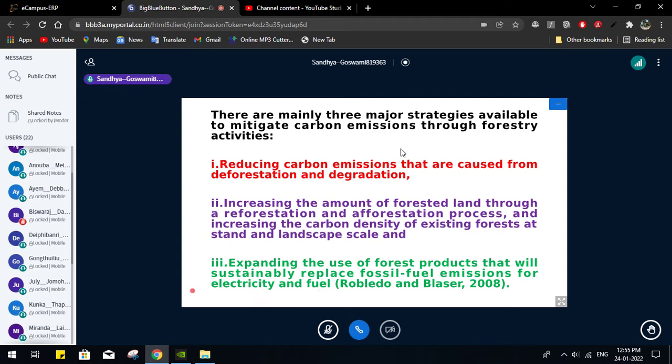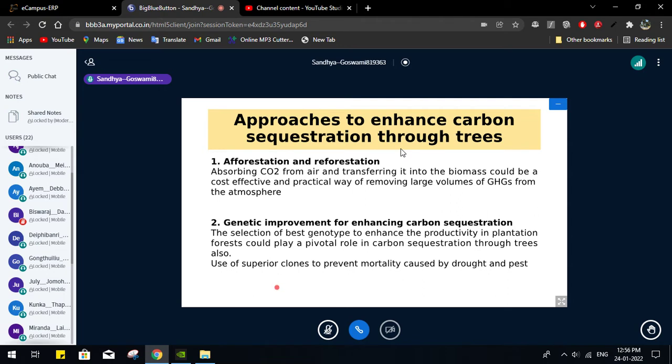Because still in today's date, when we talk about developed kind of things, in today's situation also, around 60% of the population staying in village areas, rural areas, is using fossil fuel for burning purposes. And a lot of emission of carbon dioxide is via fossil fuel emissions. So it is important we use forest-based products in a sustainable manner that can replace fossil fuel emission, right? And as electricity, as a fuel, forest-based products can be utilized. In that way, these are considered as three major strategies worldwide for the purpose of carbon dioxide emission reduction.